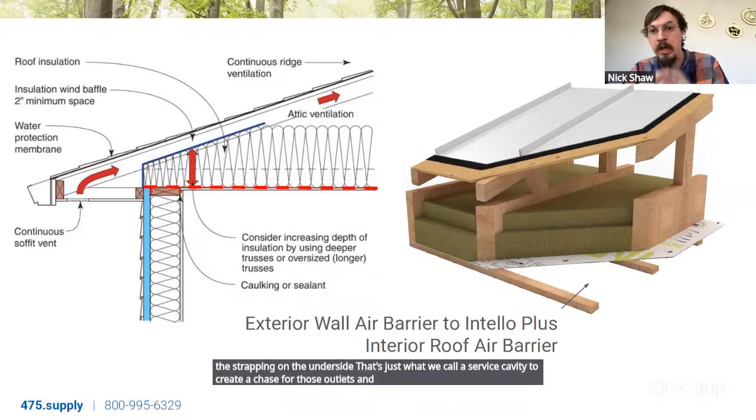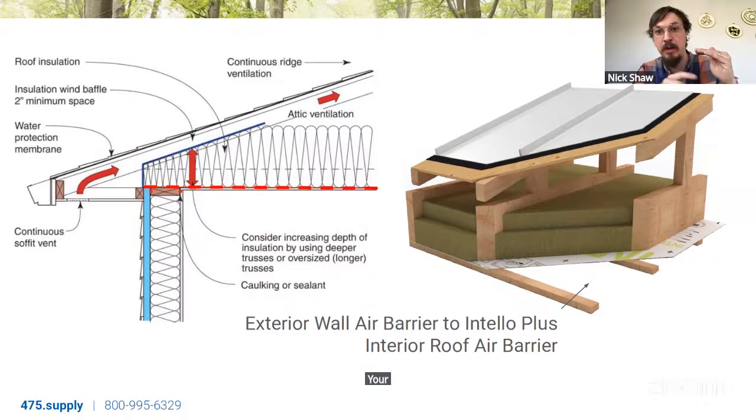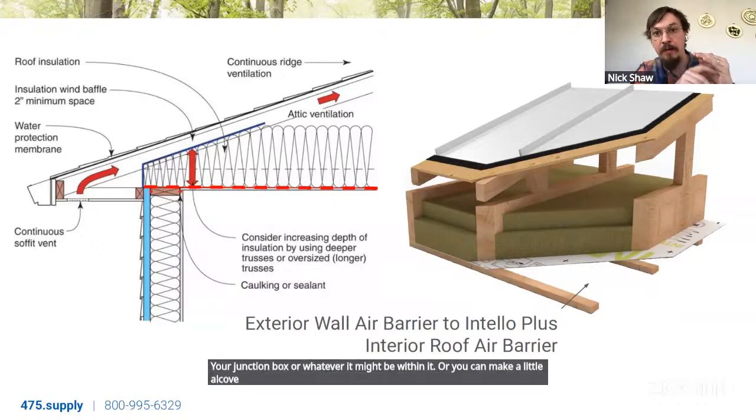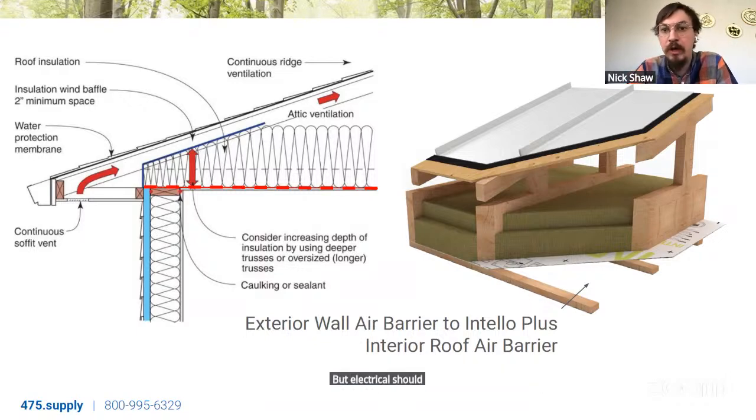But I oftentimes see folks using the Lesco box, which is our airtight outlet box. It's just a plastic box that you set your junction box or whatever it might be within it. Or you can make a little alcove by having the Intello follow some wood framing or Viscon-ing some wood joints. So make the space that you need, and it's fine if it's touching some of this electrical. But the electrical should have the sheathing over the wire casing. It's not a raw hot wire touching it.